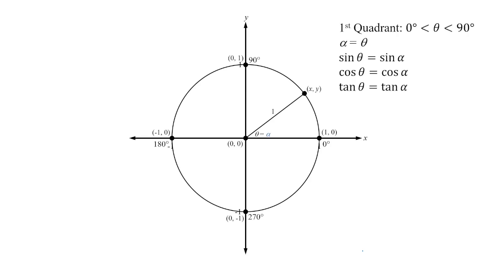Then in the first quadrant, where theta is between 0 degrees and 90 degrees, theta is its own reference angle. Remember, it's an acute angle. So since in the first quadrant, x and y are going to be positive, sine and cosine will be positive. Therefore, the tangent will be positive.